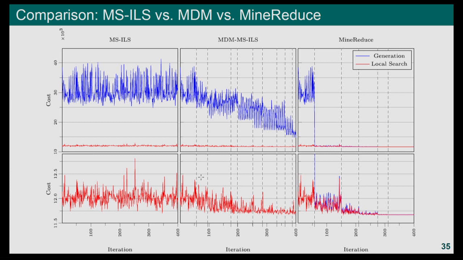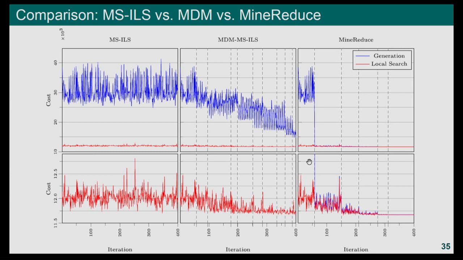Now in MineReduced, we have pretty much the same observation, but the difference is the cost drop is absolutely huge. The initial solution costs are very, very low. Of course, because we include in the initial solution generation a thorough search in the reduced search space for the reduced instances.